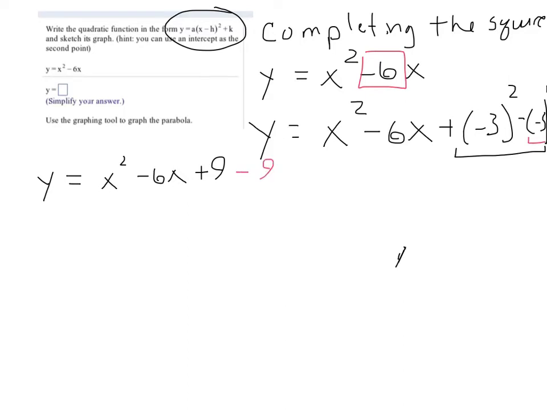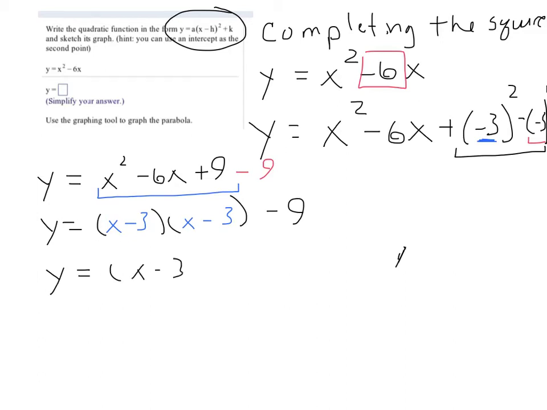Now the idea, again, completing the square, comes back to here. Is there anything that we could do to factor x squared minus 6x plus 9? And the answer comes from right here with this negative 3. That factors into x minus 3, x minus 3. And then I've completed the square, because I can rewrite this as x minus 3 quantity squared minus 9. So now this fits that form, y equal a times x minus h quantity squared plus k.